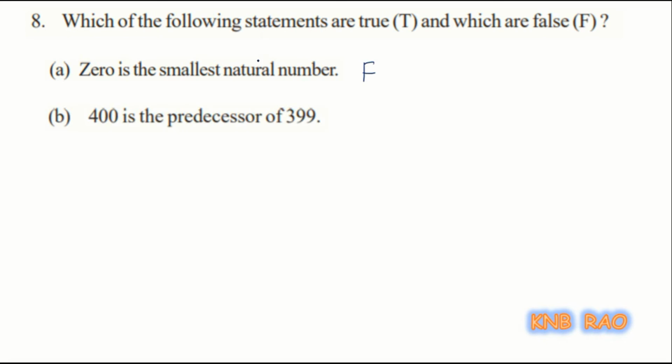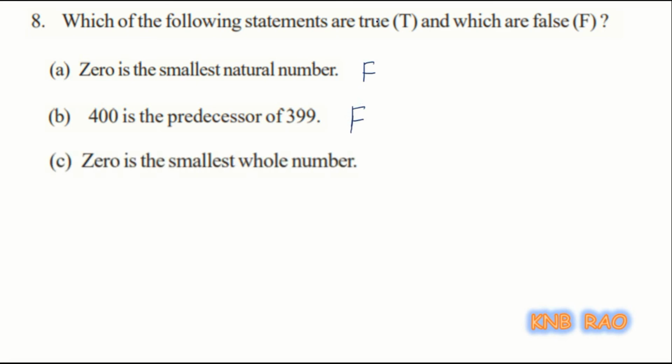Next, second one. 400 is the predecessor of 399. If I am calling 400 the predecessor of some number, it should be less. Is 400 less than 399? No, it is more. So it is not a predecessor, it's a successor, because it is one more, not one less. So it's false.